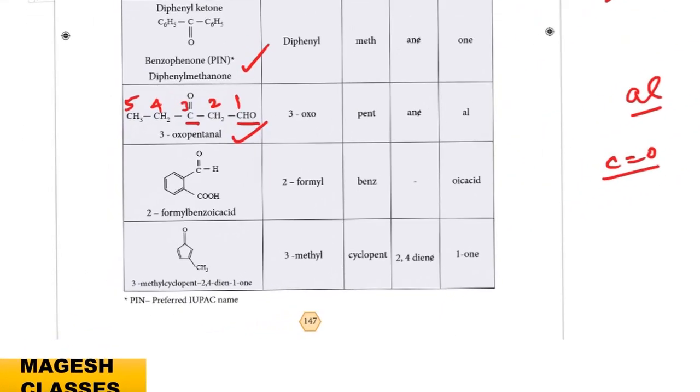Next one, the aromatic compound consists of 2 functional groups. One is aldehyde, another one is acid. Now the acid group is considered as the preferred one. So it is benzoic acid. Here the formyl group is attached at the second carbon, and so it is called 2-formylbenzoic acid or phenylmethanoic acid. You can write.